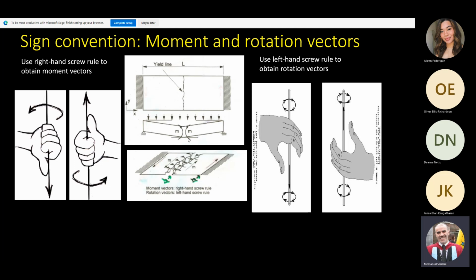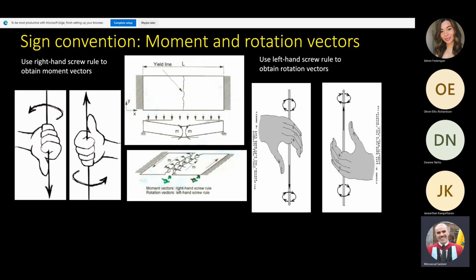Do you remember when we did the plastic moment theory? Do you remember the direction of the moments there? Do you agree that these are the correct directions of the moments? Do you agree? Yeah, because remember what these are. These are moments of resistance. What does it mean, a moment of resistance?